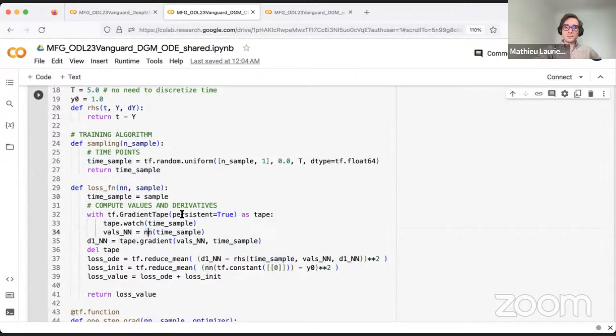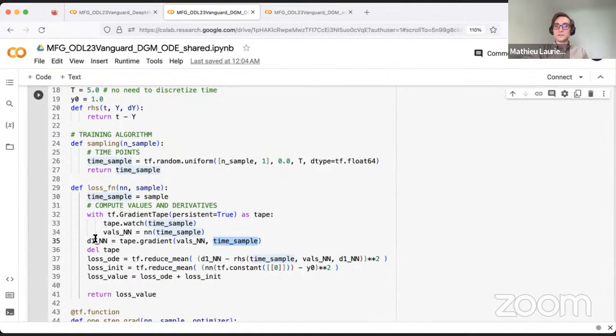And here you see, I say tape.watch time sample, meaning that I'm going to compute the gradient with respect to the input X or T. So it's not a gradient with respect to the parameters, it's a gradient with respect to the other input, which is the real input of the function somehow.